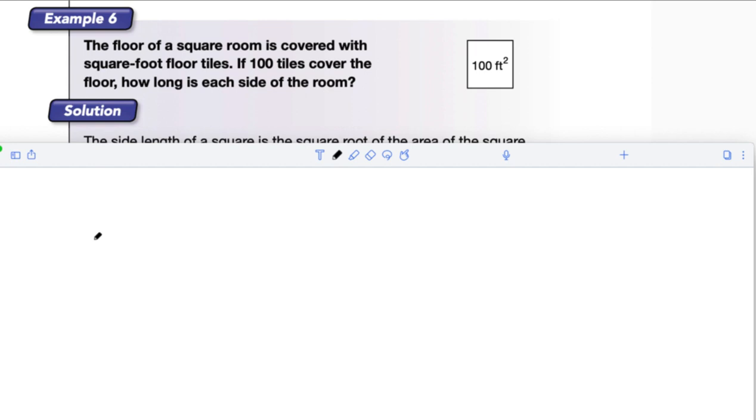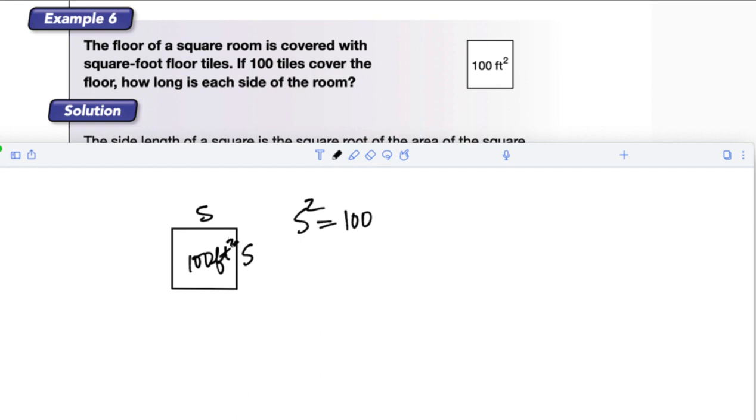Example 6 has us considering the floor of a square room that is covered with square foot floor tiles. If there are 100 tiles covering the floor, how long is each side of the room? Well, they told us that the room was a square room. So if we have a room that is a perfect square and we know basically the area, we can use that information to figure out the side lengths because we know the area of a square is going to be side times side or side squared. Side squared in this case is equal to 100 square feet or 100 feet squared, right?